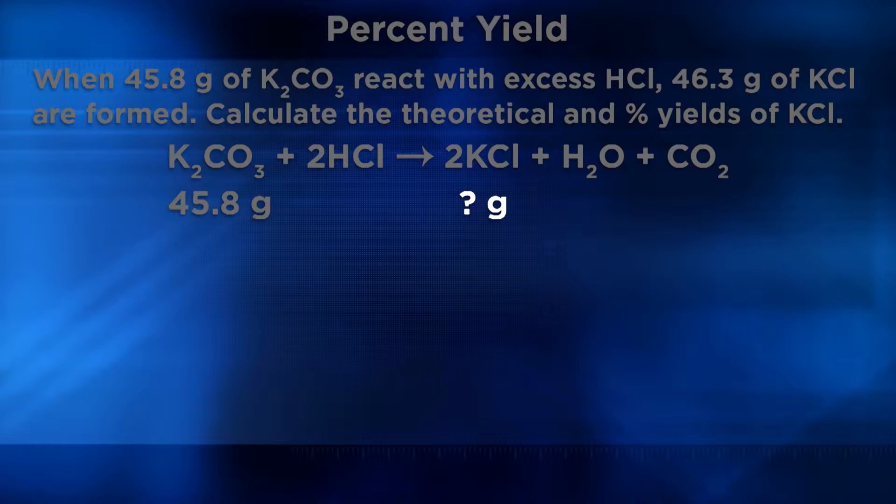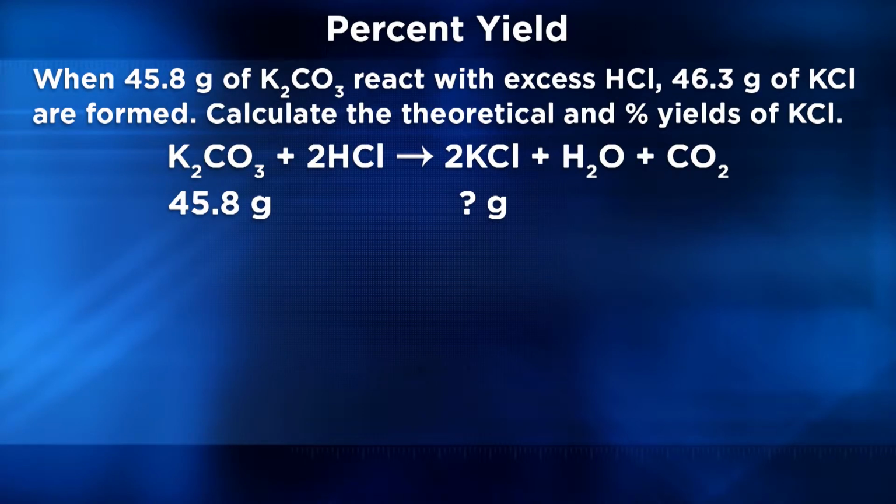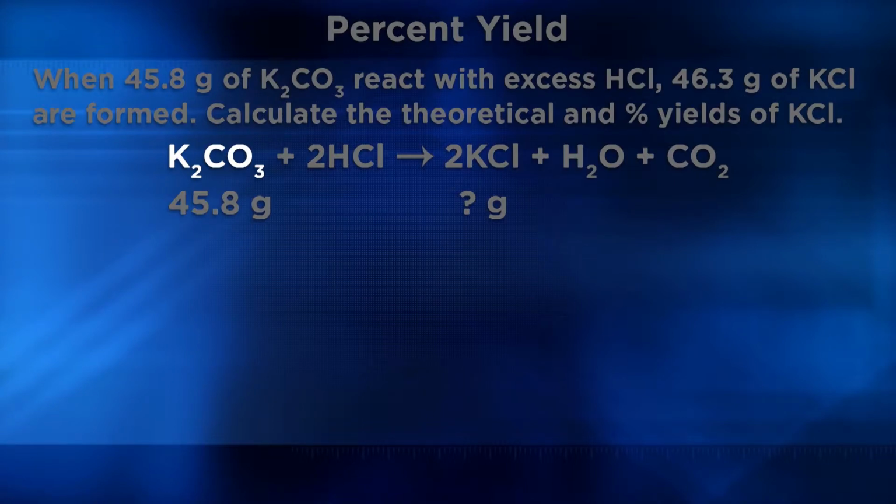The first thing we need to do is calculate the theoretical yield of potassium chloride, since we'll need that number to plug into the equation to solve for percent yield. Since the hydrochloric acid is in excess, we can base our calculation off of the other reactant, potassium carbonate, since we know that it's the limiting reactant.